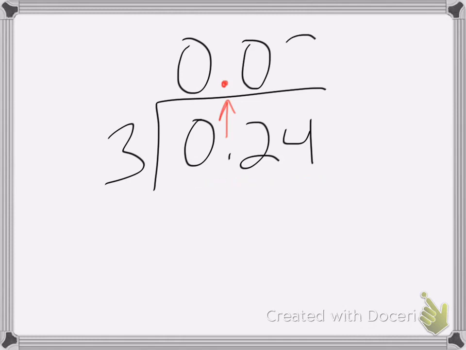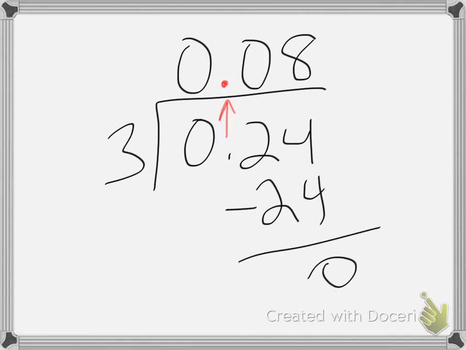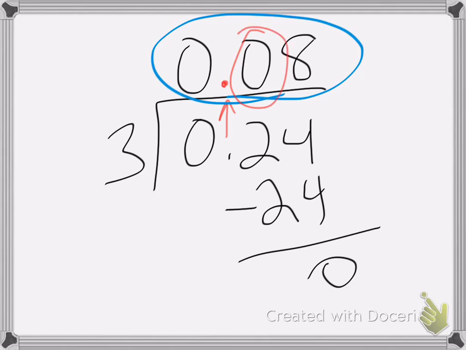8 times. That's 24. We subtract and get 0. So my answer is 0.08. Make sure to put in these zeros, because if you don't, you won't get the correct answer. You have to keep the place value correct.